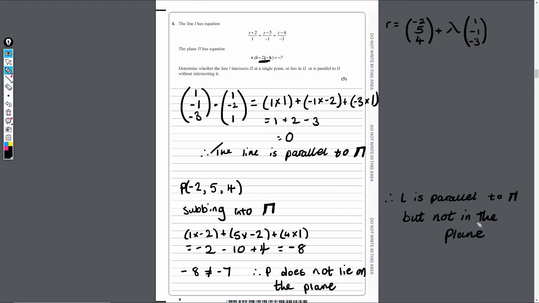And there we have it. It's quite a brief question. There's a much trickier 3D vectors question much later on in the paper. But there we go. That's question 4, fully complete.